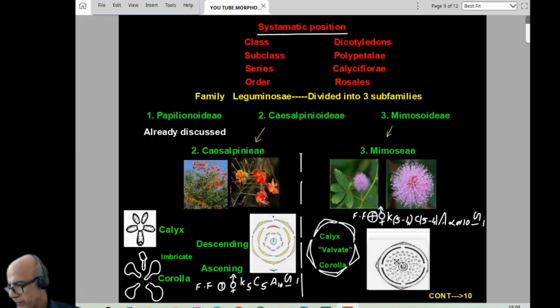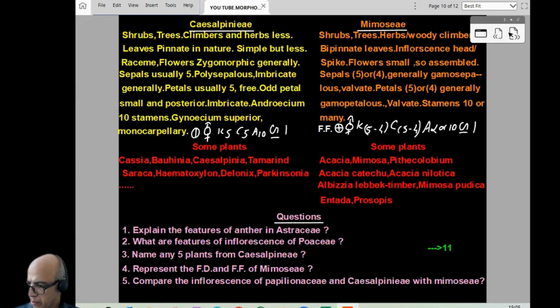Then bisexual, K5 united or 4, C 5 to 4 may be united or valvate. Then androecium, that is numerous or can be 10, ovary superior 1. Then some economically important plants: Acacia, Mimosa, Pithecellobium, Acacia catechu, Acacia nilotica, Albizia lebbeck, used for timber. Mimosa pudica, Entada, Prosopis. These are some plants seen in this family.